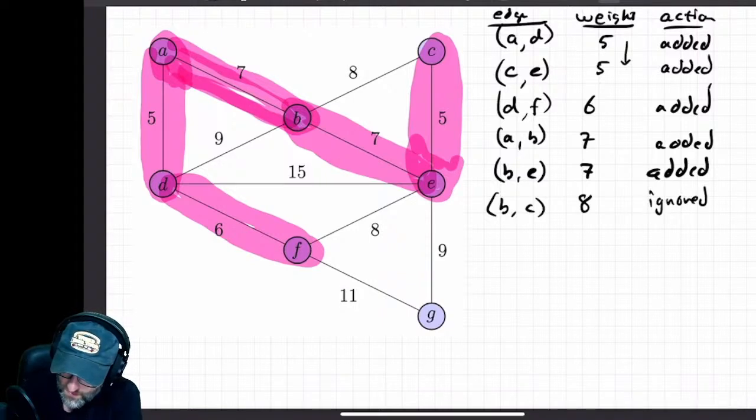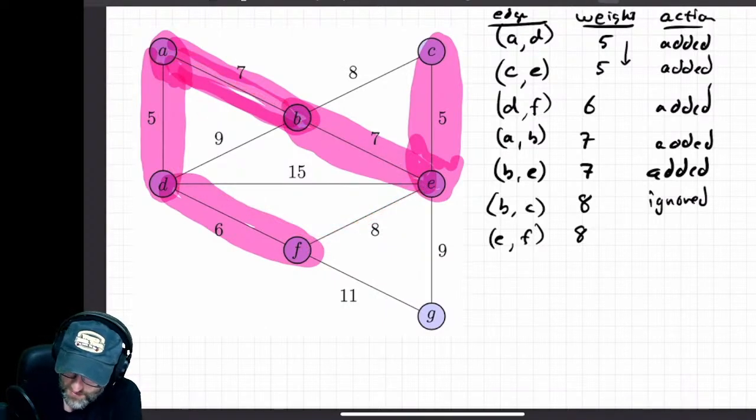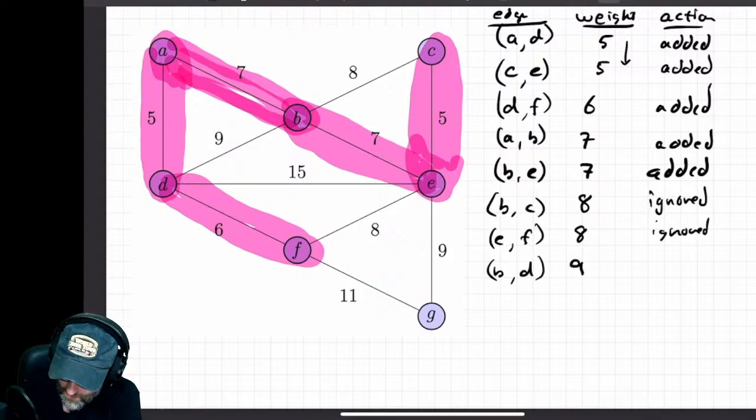I would then consider E and F, also with a weight of 8. But again, if I were to add that, then I would end up inducing a cycle, right? And so I reject that. The next ones, if I went in lexicographic order, would be B and D with a weight of 9. But again, if I did that, then I would induce a cycle, and so I ignore it.